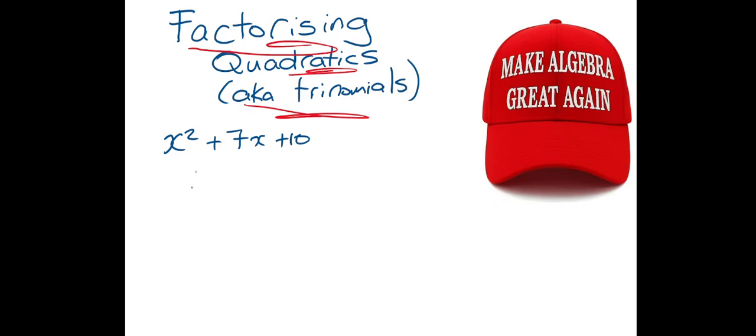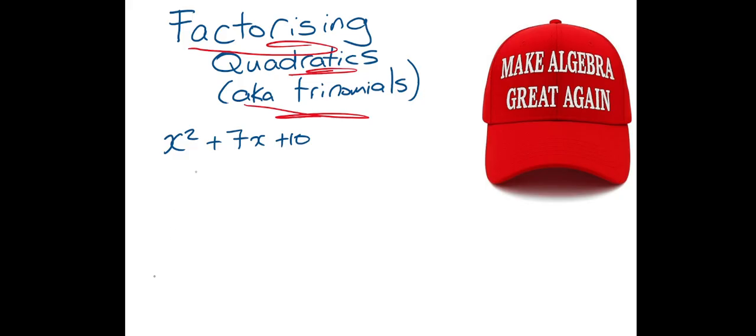The most common form of an equation that you'll be needing to factorize is quadratics, what we would call a quadratic, what our American friends would call a trinomial, probably because there are three terms there. So anything in the form something squared plus something times that same thing plus some constant, we're going to treat that as a quadratic. It doesn't have to be x, it could be a, it could be z, it could be w, it doesn't matter.